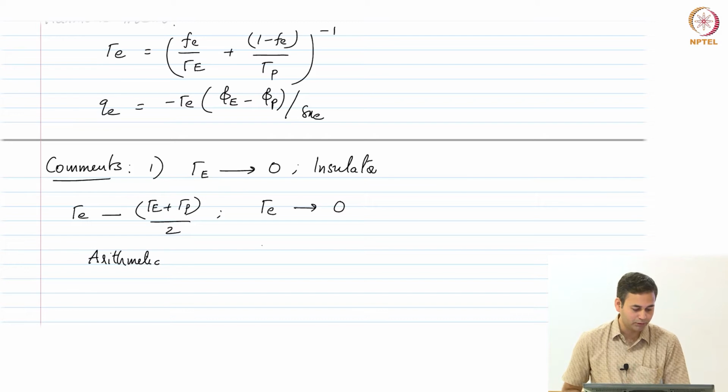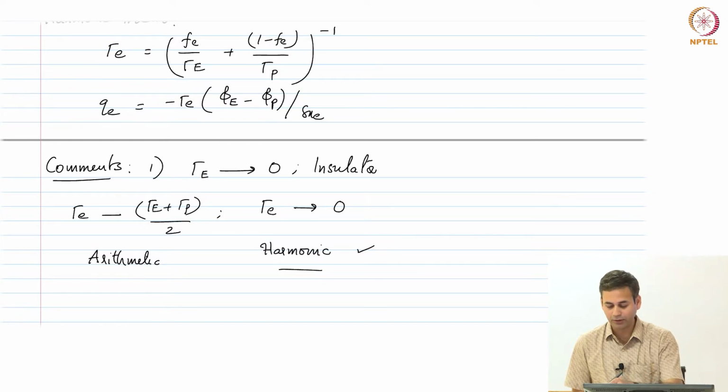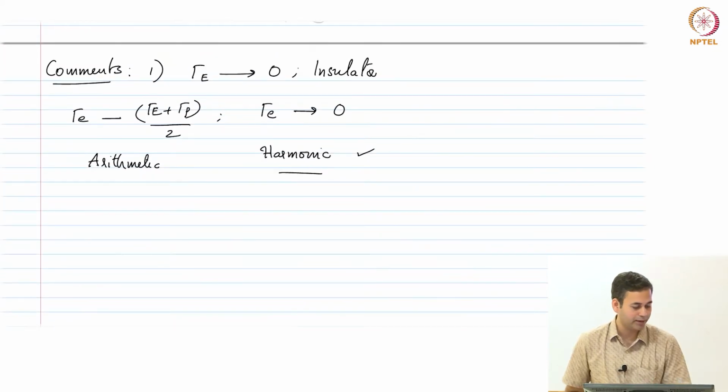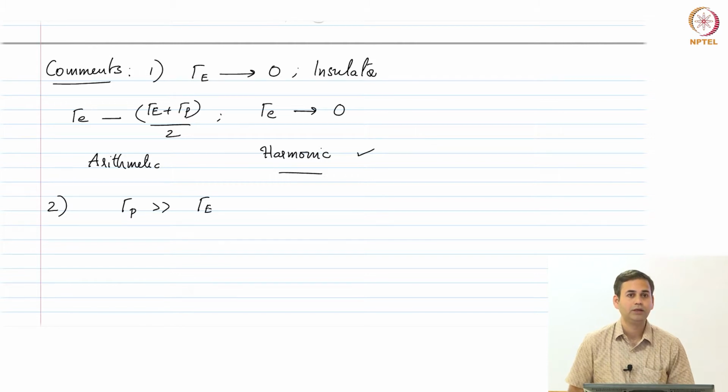So, that is what is recovered correctly by the harmonic mean, but not by the arithmetic mean. Okay. So, let us consider another case where, let us say, the thermal conductivity of one of the blocks, that is gamma E or gamma p, is much higher than the other. Okay. So, we have a very large thermal conductivity for the p cell when compared to gamma E.